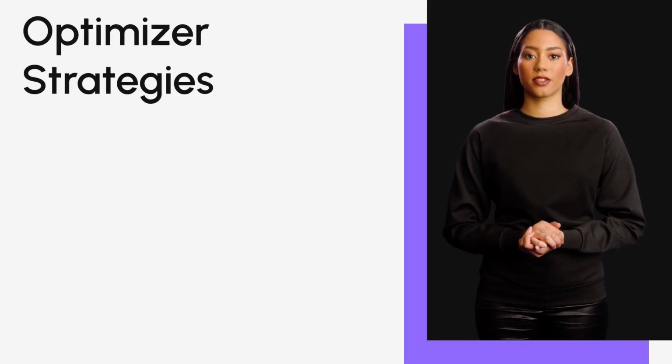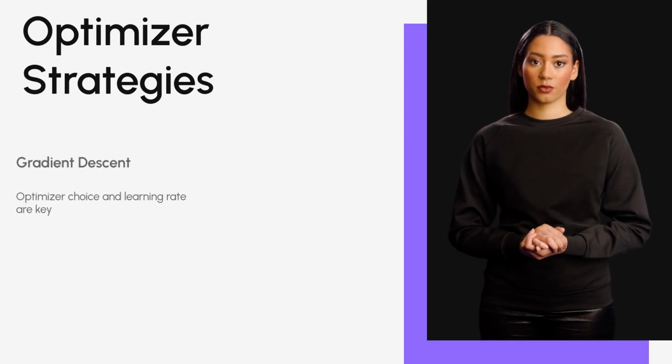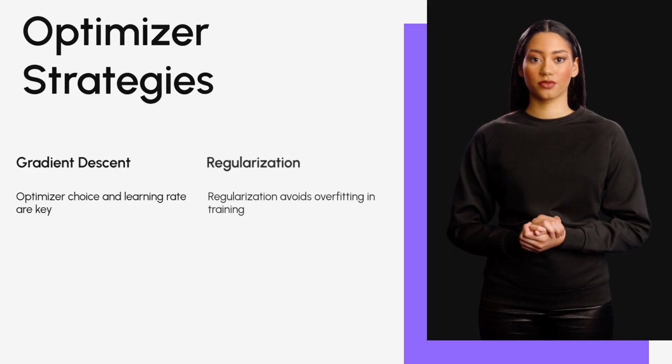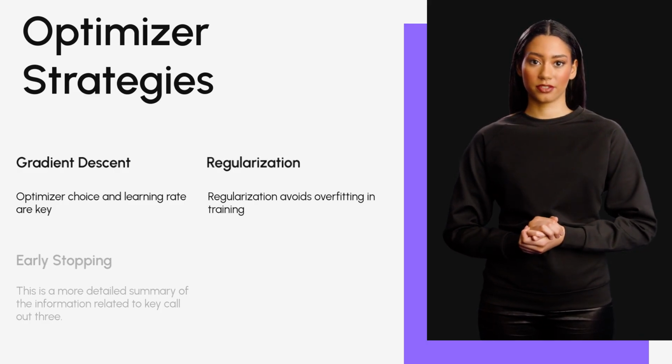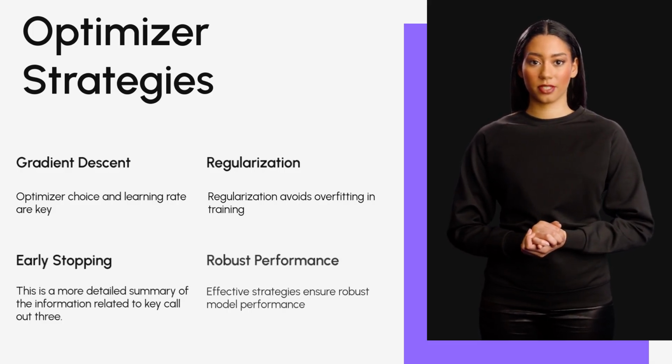Training strategies involve optimizer choice and learning rate management. Gradient descent is the core approach for parameter updates. Regularization techniques prevent overfitting during training. Early stopping monitors validation loss to halt training. Effective strategies ensure robust model performance.